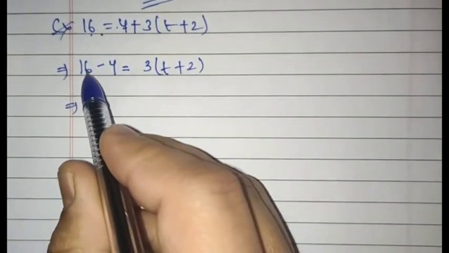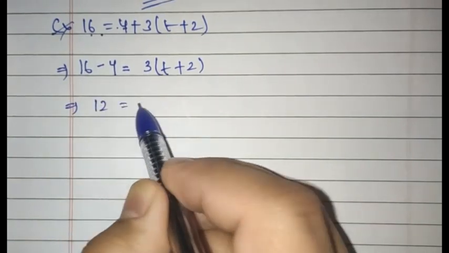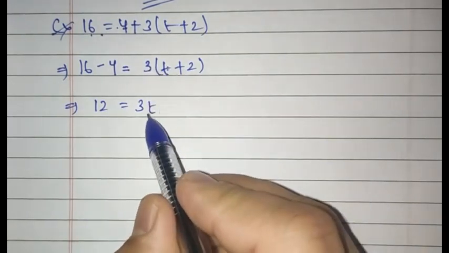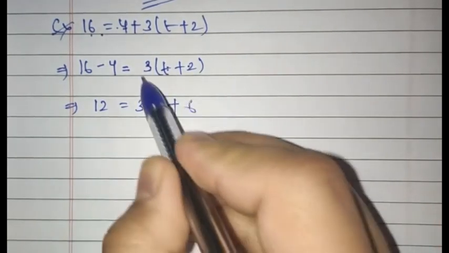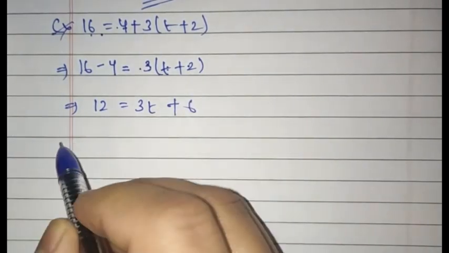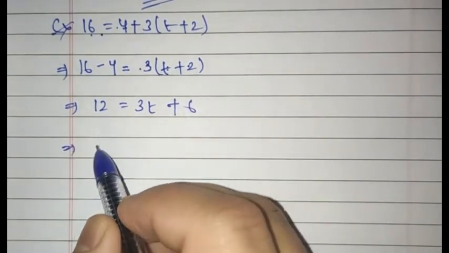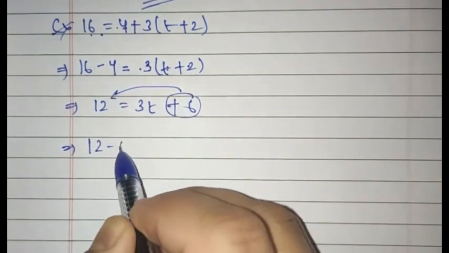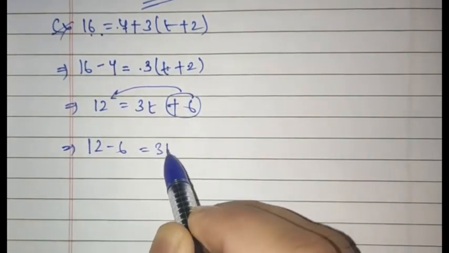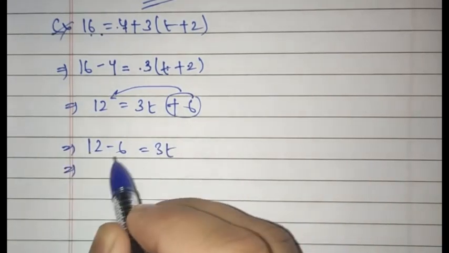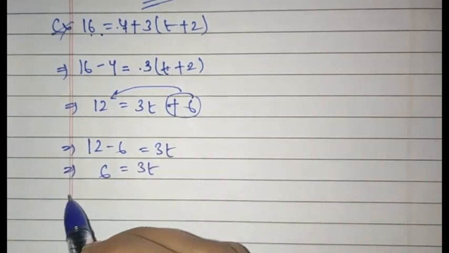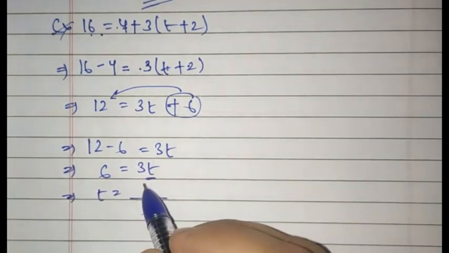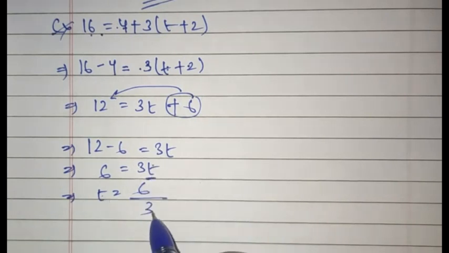Now what can we do? 16 minus 4 is 12, is equal to 3 into t plus 2. Now let us break the bracket. 3 into t is 3t, plus 3 into 2 is 6. Why plus? Because plus into plus is plus. So transpose this plus 6 over here. What will happen? 12 minus 6 is equal to 3t. 12 minus 6 is 6, is equal to 3t. Now find the value of t. t will be, 3 will go down and 6 will be up, because 3 into t is 3t. 3 ones are 3, 3 twos are 6.